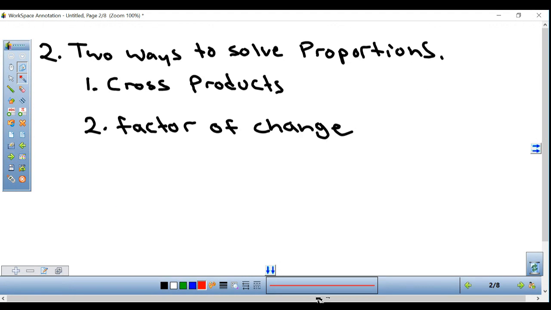There's two ways to solve these proportions. We can use cross products, and I'll show you that in a second, or we can use factors of change. Sometimes factor of change is easier than using cross products, but it's all a personal preference. So let's go ahead and get started.